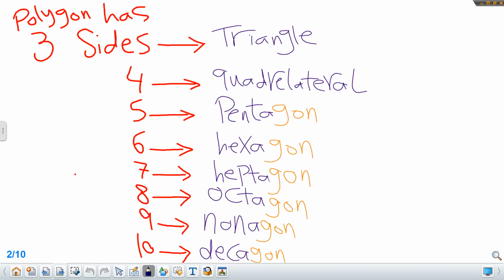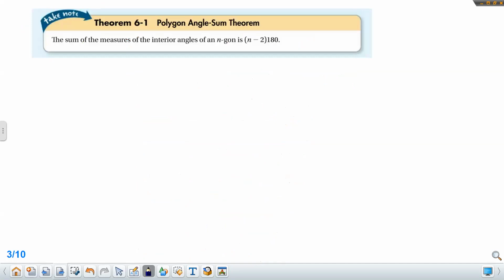If it has four sides, it will be a quadrilateral. Five sides, pentagon; six sides, hexagon; seven, heptagon; eight, octagon; nine, nonagon; and ten, decagon, and so on. But it's enough. Okay, and you studied three rules.